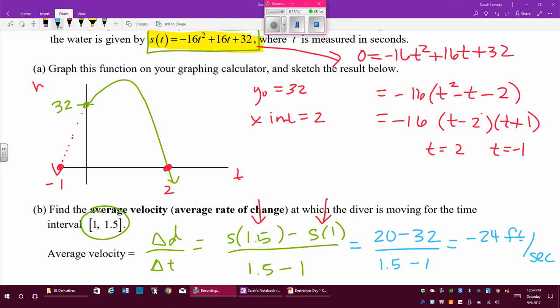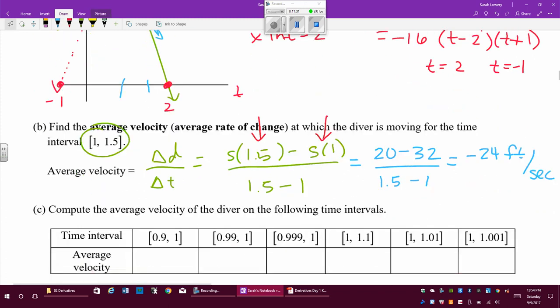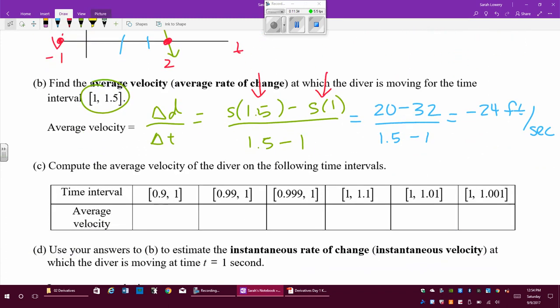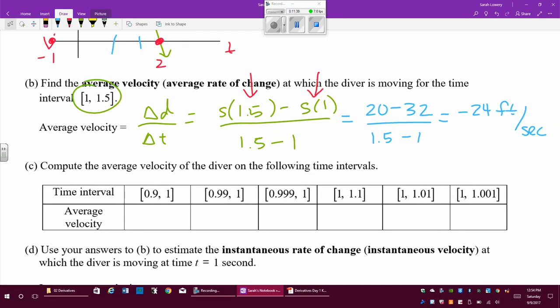That means if I was to start at 1 second to 1.5 seconds and create a secant line right there, that would be the slope of that secant line. And it's negative because he's obviously going down towards the ground. Okay? So now what I want to do is I want you to get out your calculator. Okay? And I want you to find the average velocity over these time intervals, which means you're basically going to do this exact same thing for 0.9 and 1, for 0.99 and 1, for 0.999 and 1.